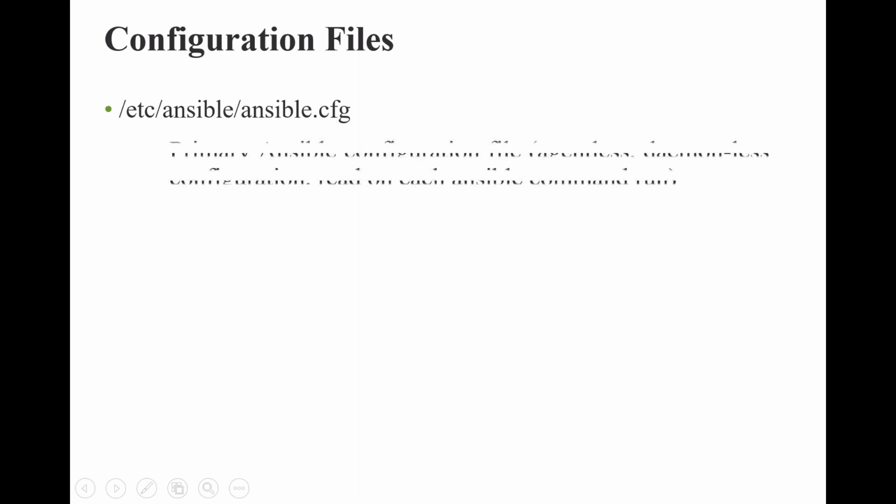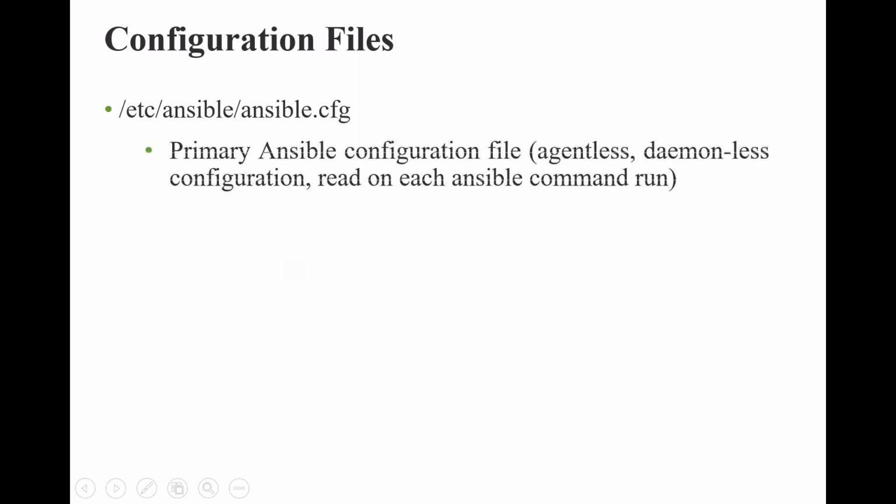Even on the agents, Python modules are required. Anyway, Python modules come with the default system. That's why you don't need to install any package on the client machine. The main configuration file we have on the master machine is ansible.cfg, located in /etc/ansible. In this file we define which user account we are using. This is the primary Ansible configuration file. And agentless, yes, we don't have any agent. Daemonless, we are not running any service. Daemonless configuration.